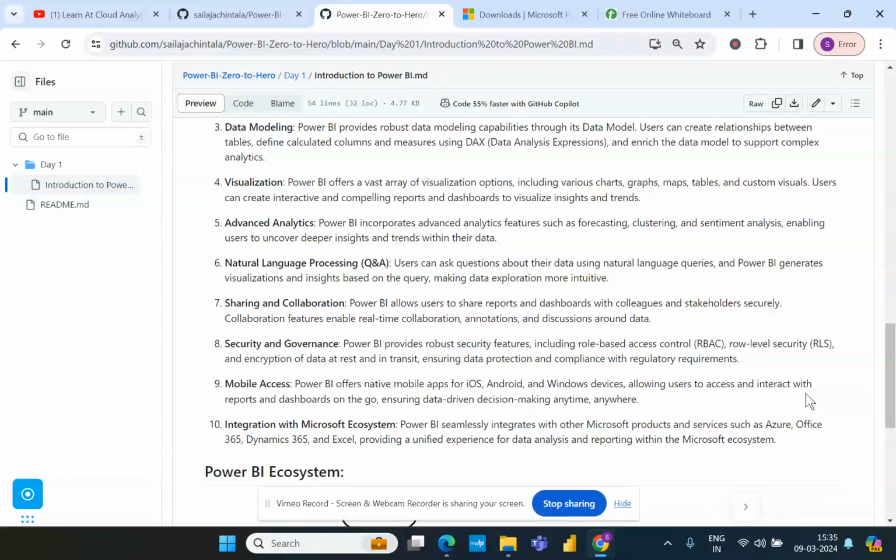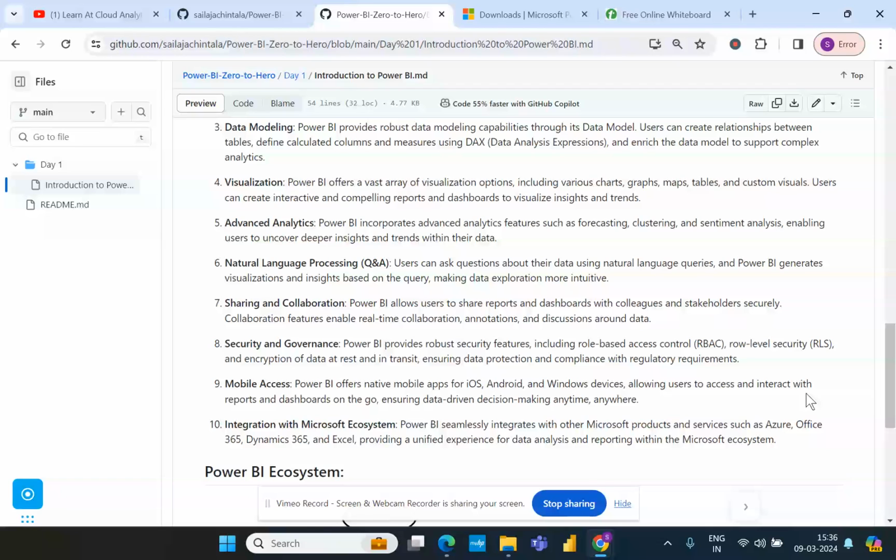And we also have another key important feature, which is security and governance. For any BI tool or any technology, security and governance plays a vital role, because we don't want our data to be accessible to everyone, or to have some unauthorized person who can read the data, right?